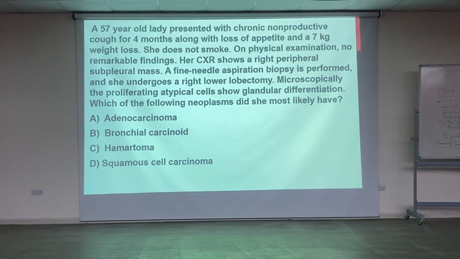Okay, let's read the case. A 57-year-old lady presented with a chronic non-productive cough for 4 months, along with weight loss and 7 kilogram loss of appetite. She does not smoke. On physical exam, no remarkable findings. Her chest X-ray shows a right peripheral subpleural mass. FNA biopsy is performed, and she undergoes a right lower lobectomy. Under the microscope, she has a proliferation of atypical cells with a glandular differentiation. Which of the following neoplasm did she most likely have?